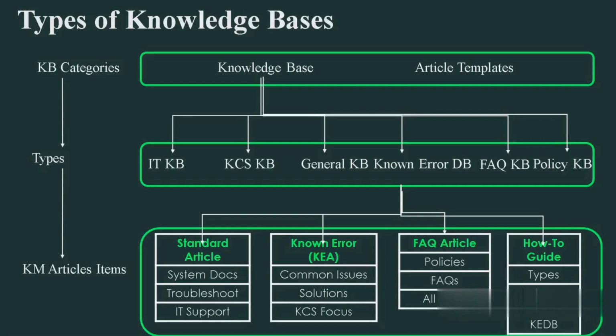In standard articles, system docs, troubleshooting, and IT support come under standard articles. Known error means common issues, solutions, KCS focus. FAQ articles: policies, FAQs, for all users. How-to guide types, workarounds, all come under how-to guide article templates. This is about the knowledge bases and articles.